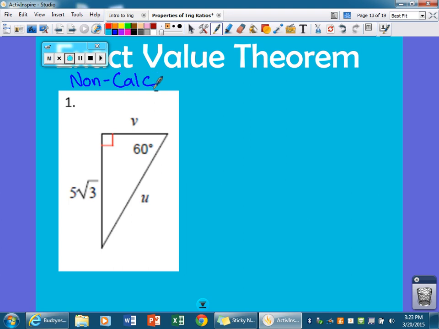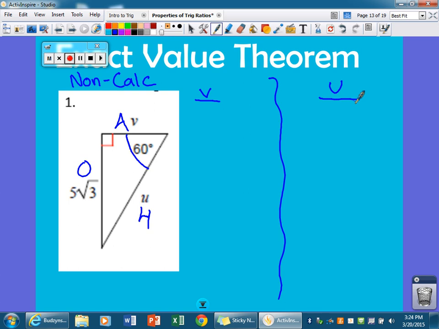Because these are angles that you should know. If this is angle 60, let's label our O, A, and H. We have H, we have O, we have A. Now it wants us to find both V and U. So we'll just start with one of them first. I'm going to do V first, V over here, and then I'll do U over here.